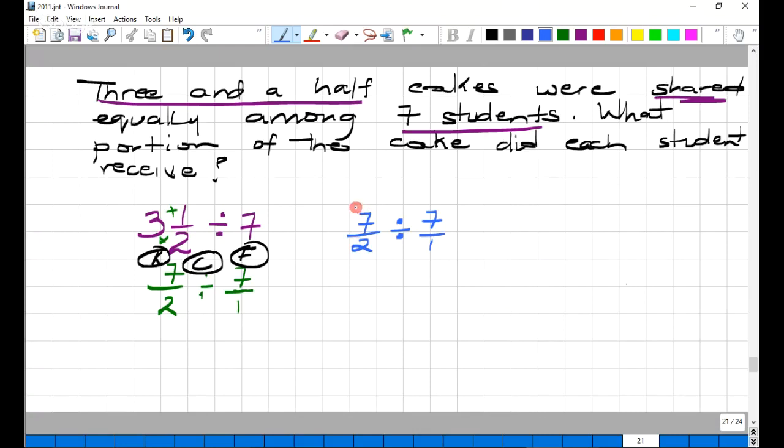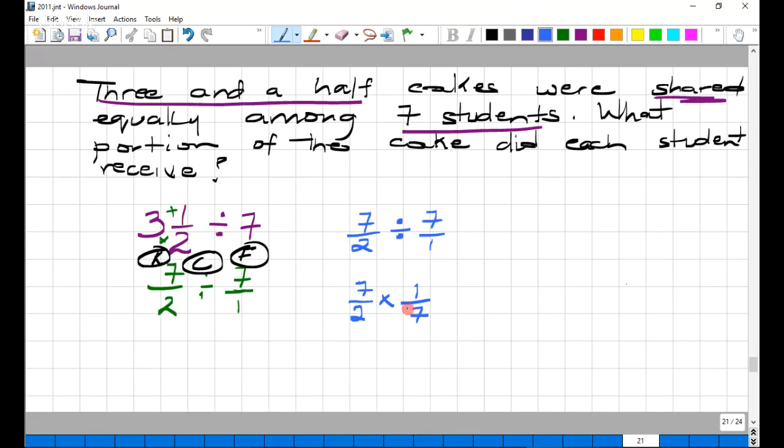And in the division problem, what is the 7 over 2? Is it the quotient? Is it the divisor? Is it the dividend? Is it the remainder? The dividend. Okay, so we're going to keep the dividend, 7 over 2. We're going to change the sign to multiplication. And we're going to flip this number. What number is this one? It's the divisor. And we flip the divisor, or invert, or find its reciprocal. Yes, sir.